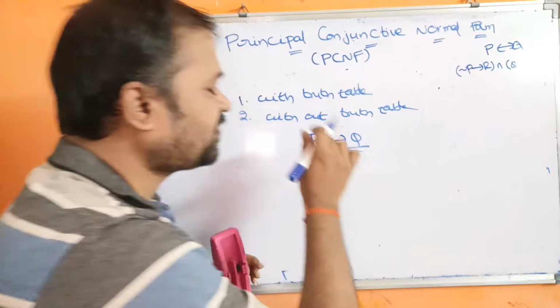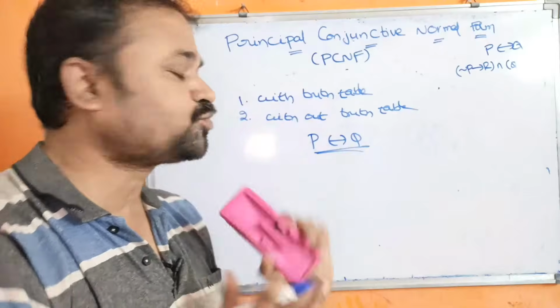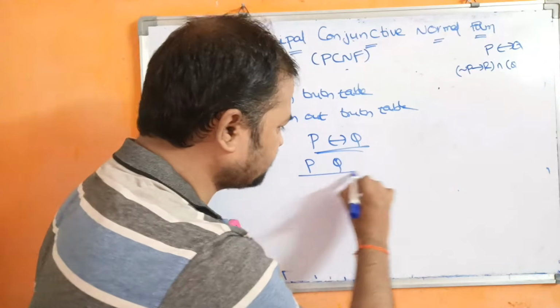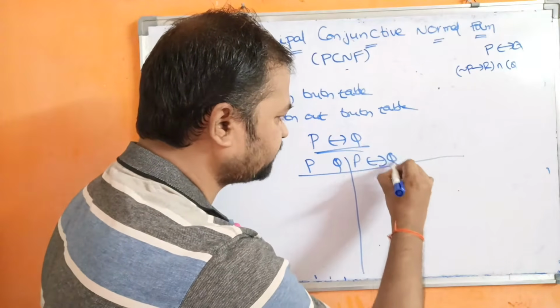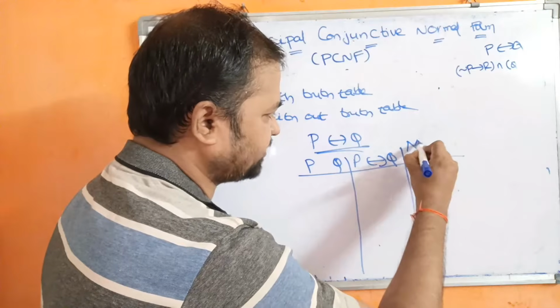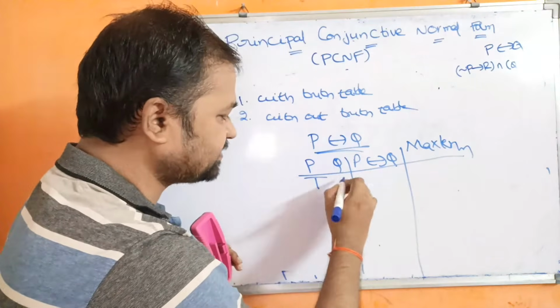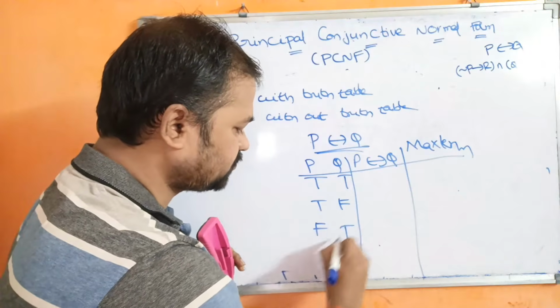So let us find out the PCNF for this problem by using the truth table approach. Here we have to find out the truth table. The possible combinations are P, Q. We need to find out P biconditional Q. Next we have to find out the max term. If there are two propositions, then the maximum combinations are 4. So true true, true false, false true, false false.